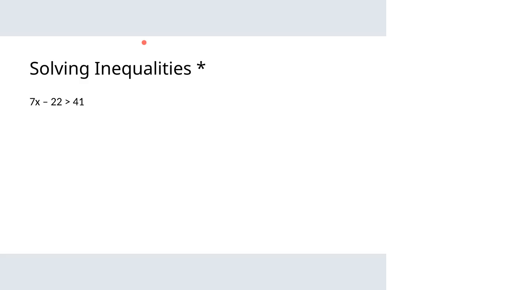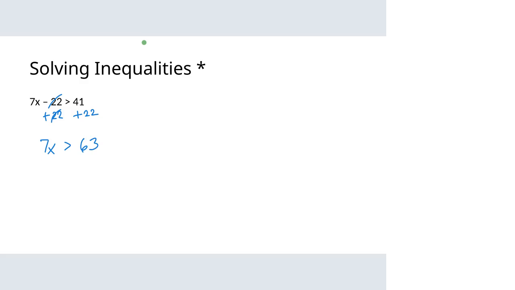Okay, so we're trying to solve this thing for x, which means we want to get x by itself. So the x by itself, we need the term with x by itself. We need to get rid of that 22 first. That says minus 22, so I'm going to add 22 to both sides. Those are going to cancel, leaving 7x is greater than, let's see, 41 and 22, that's 63.